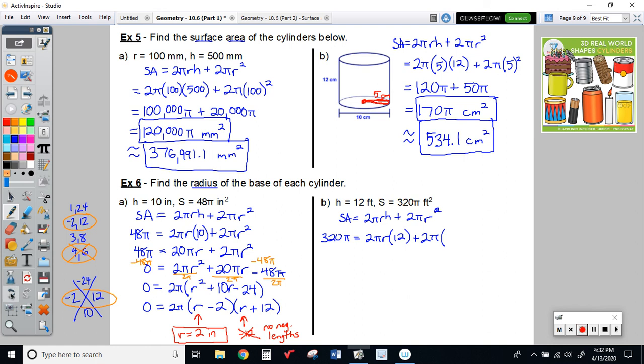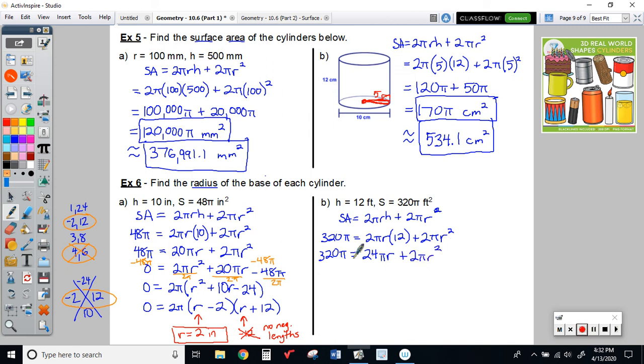Hold the phone there, Mr. Wagner. So we've got 2 pi r, there we go, 2 pi r squared right there. I don't know what r is, so I'm trying to figure that out. So I've got 320 pi, it's 24 pi times r plus 2 pi r squared.